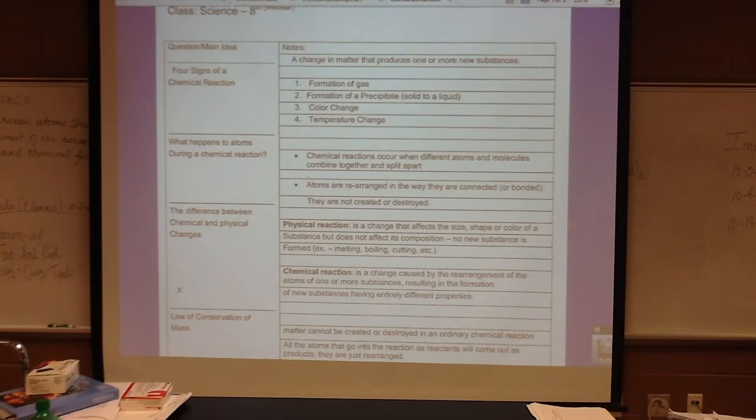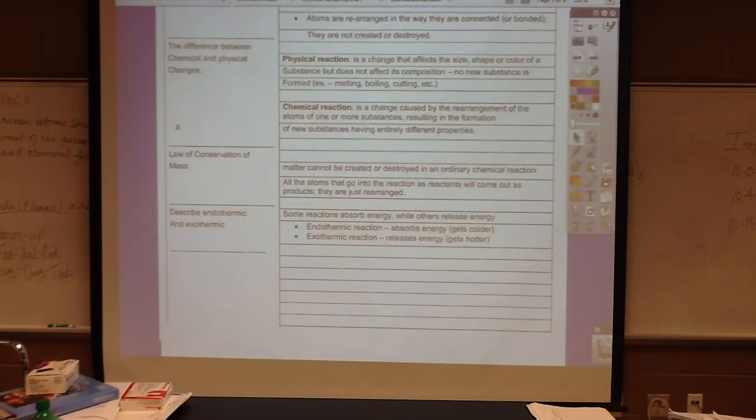There's a law out there, it's called the law of conservation of mass. What this law tells us is that matter cannot be created nor destroyed. So, in a chemical change or reaction, all the atoms that go into the reaction as reactants will come out as products. So, into the reaction to create H2O, we have hydrogen and oxygen that go into that reaction. As a product, H2O is created.